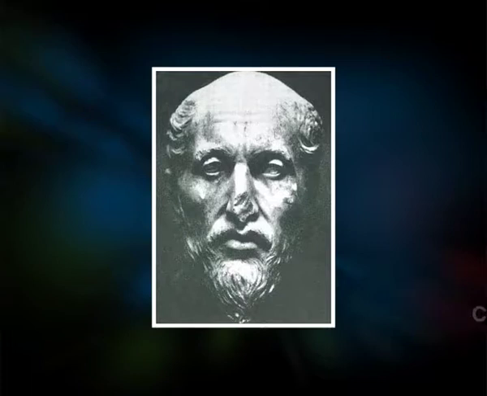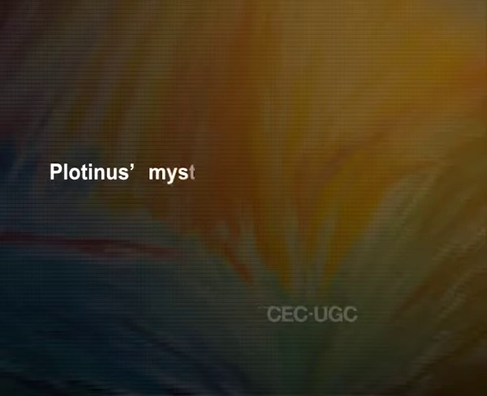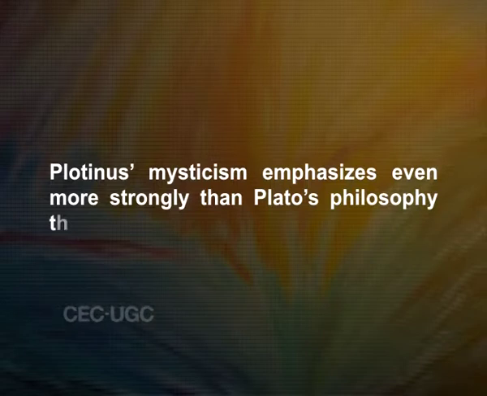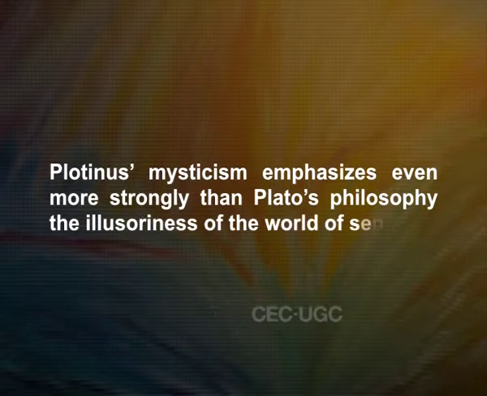The next important philosopher is Plotinus, during 204 to 269 AD. Plotinus' mysticism emphasizes even more strongly than Plato's philosophy the illusoriness of the world of sense. Plotinus accepts Plato's theory of forms and holds that the world of senses to some limited degree reflects and reveals the forms to contemplation. He, like Plato, argues that the experience of beauty itself is not a sensuous experience but an intellectual one.